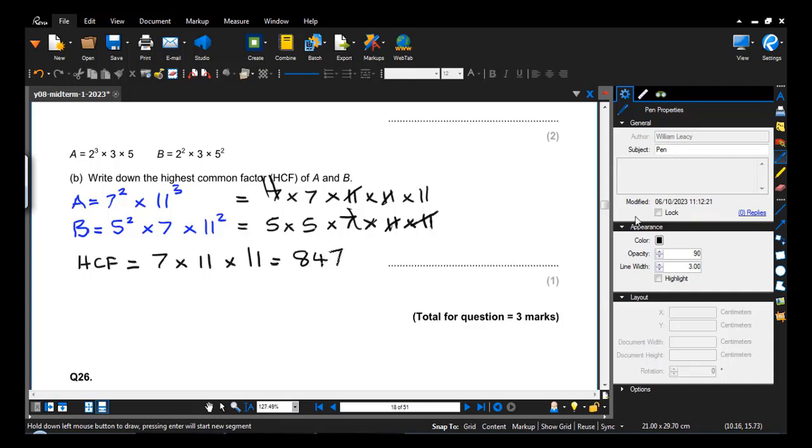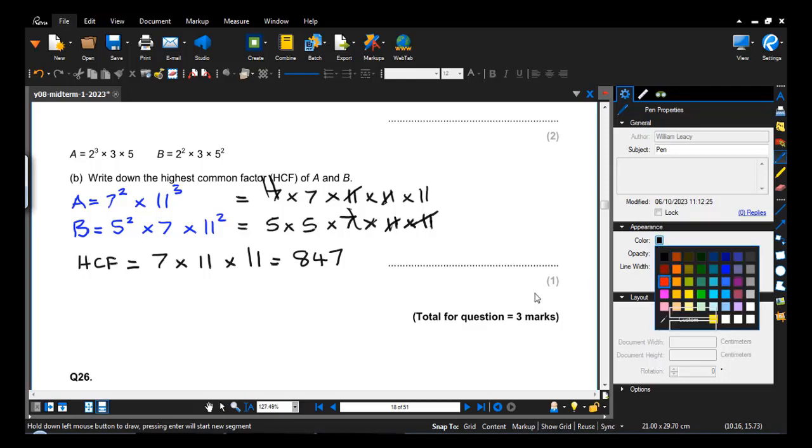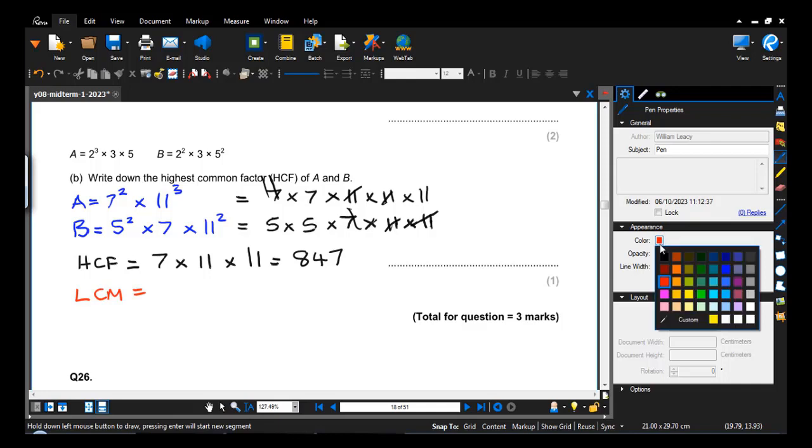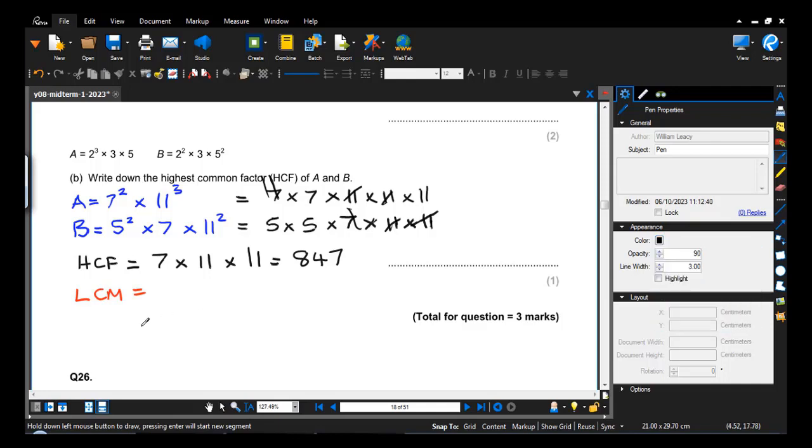That's it. Now, if you're asked for the LCM, just do this. Remember what we said about the LCM? LCM equals the highest common factor times everything that's left. So the highest common factor, HCF, was what? Sorry, what am I doing here? The highest common factor.